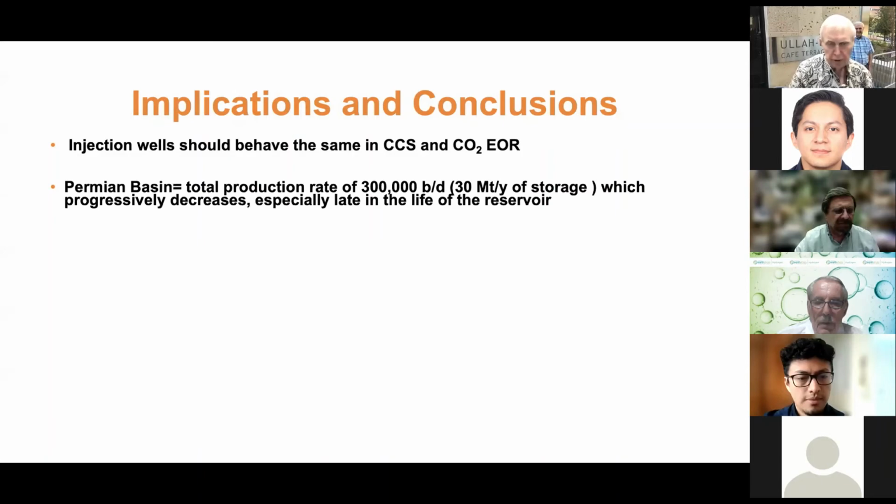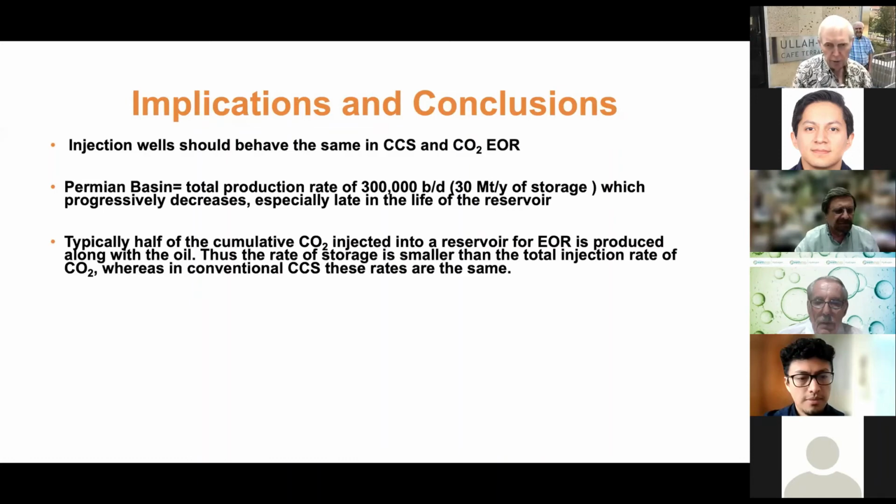In the Permian Basin, the total production rate is 300,000 barrels per day, or 30 megatons of storage per year. But the storage progressively decreases, especially late in the life of the reservoir. And as these floods become more mature, there will be less storage. Typically, half of the cumulative CO2 in the reservoir is produced.